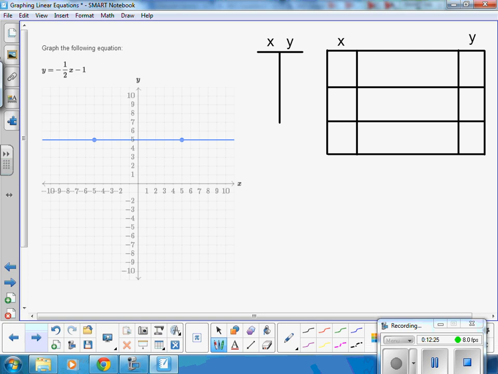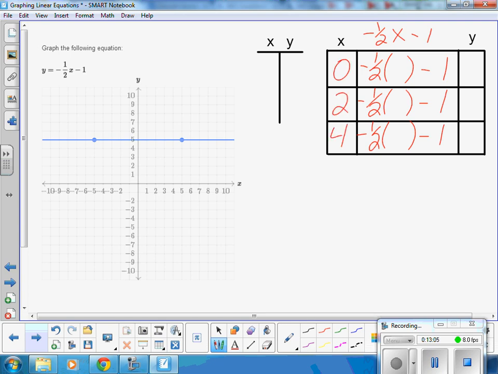Y equals -1/2 x minus 1. Again, we're going to have -1/2 x minus 1. Again, I can use any values I want for x, but because of my fraction 1/2, I want to choose even numbers. It helps me not have to do math with fractions, and not have to graph fractions on my graph. So I'm going to go with 0 to 4.